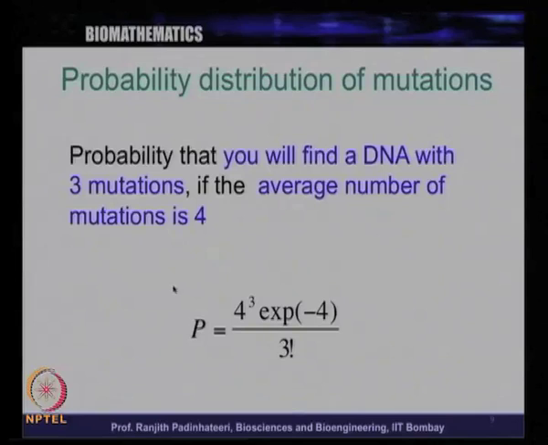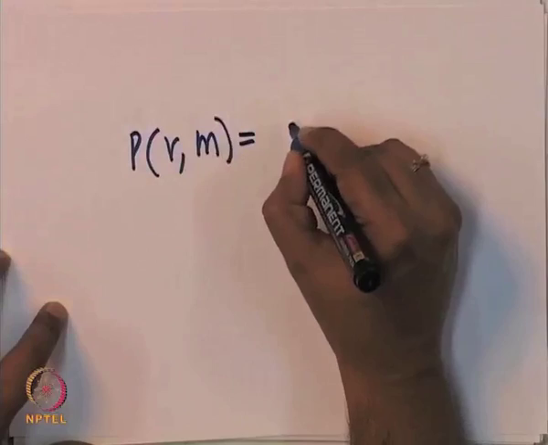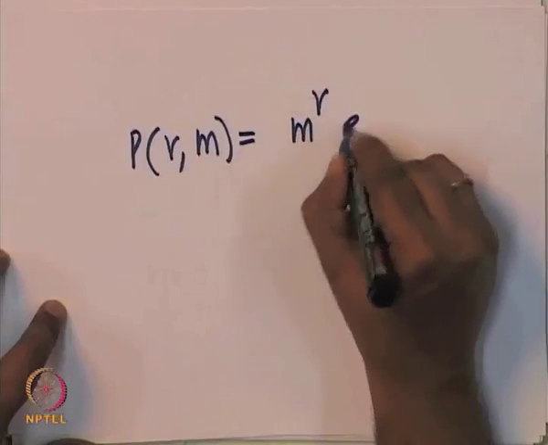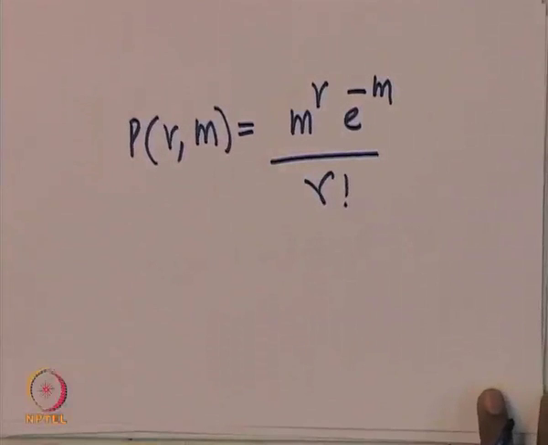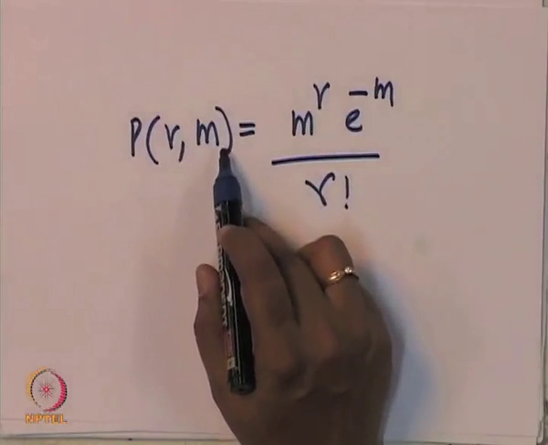So, if you have on an average 4, so what we have here is P(r, m) = m^r e^(-m) / r!, as we saw. This is the probability of finding r mutations if you have on an average m mutations.